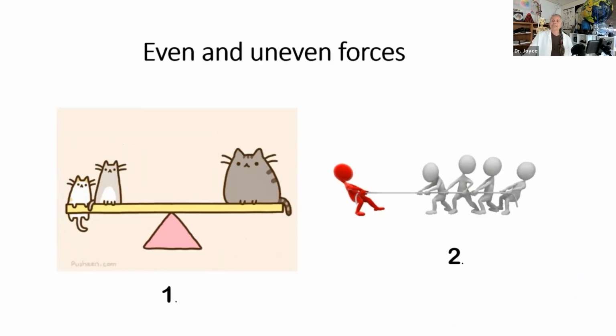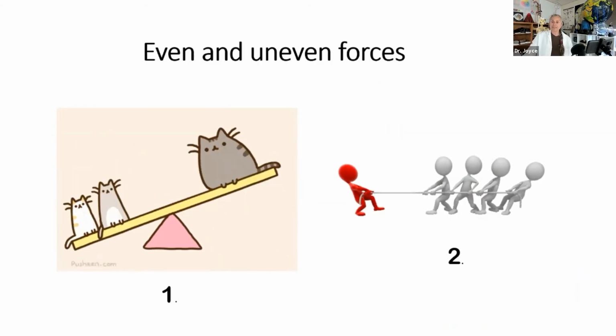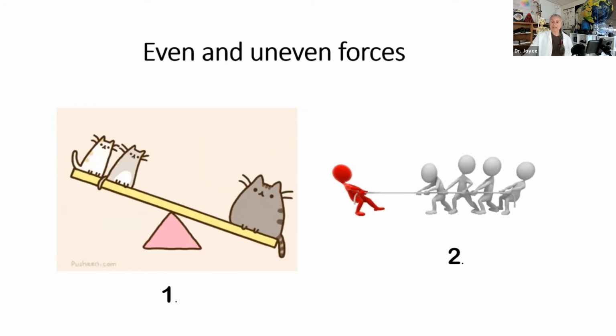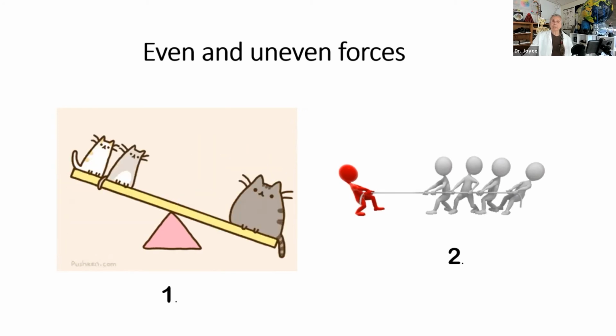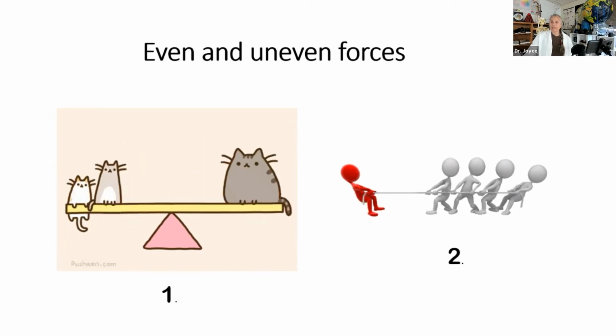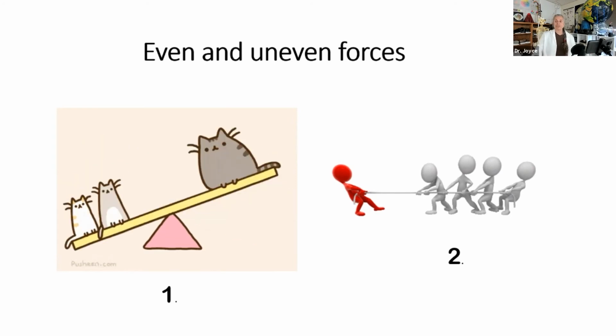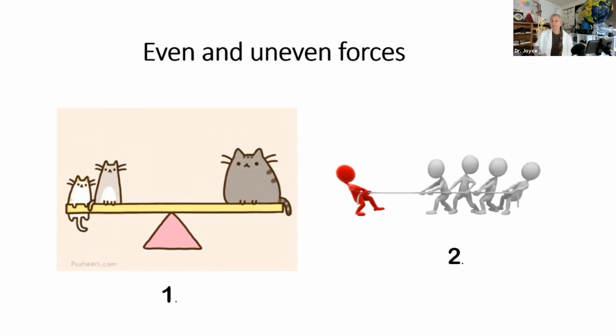Now, this even and uneven forces is balancing. So on a seesaw, 2 little cats can equal a big cat. But if you had one little cat and then a big cat, could you still seesaw? Well, yes, you can move closer to the triangle in the middle.